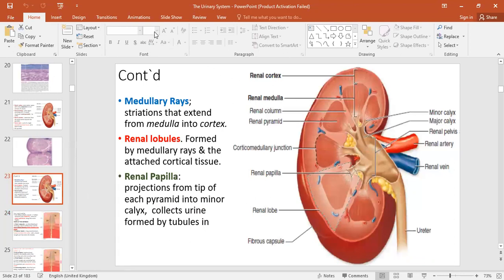In the next discussion, we'll look at the histological aspect of the kidneys.